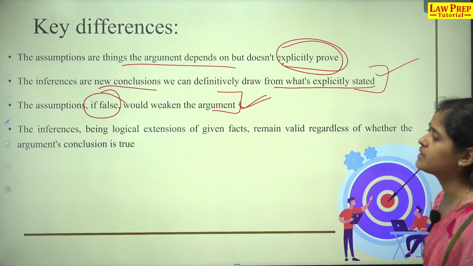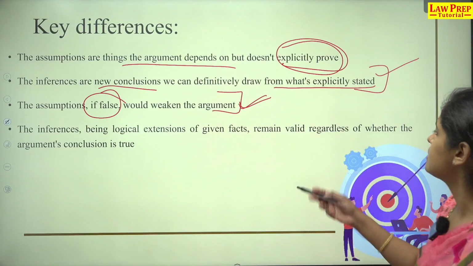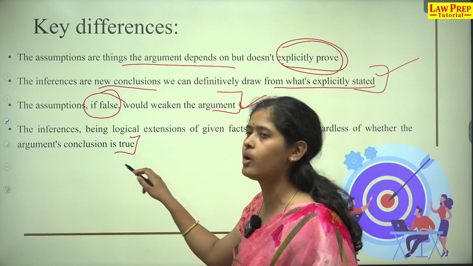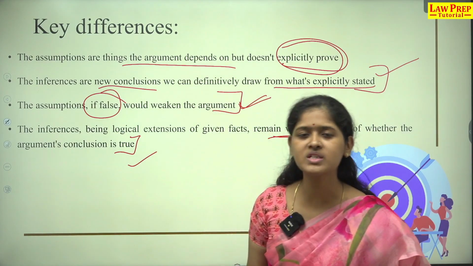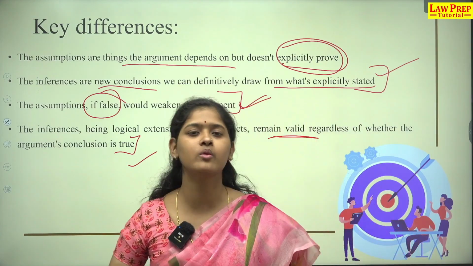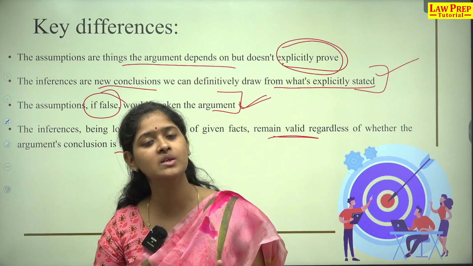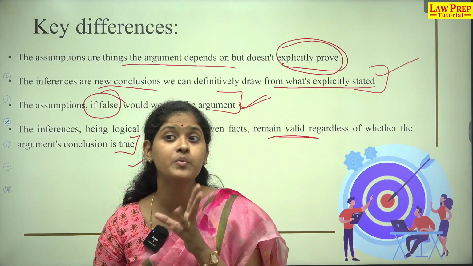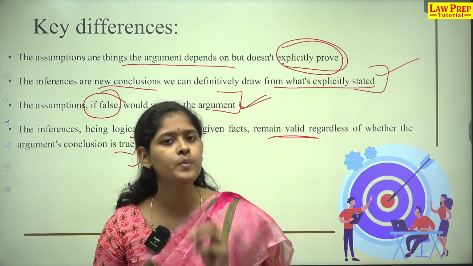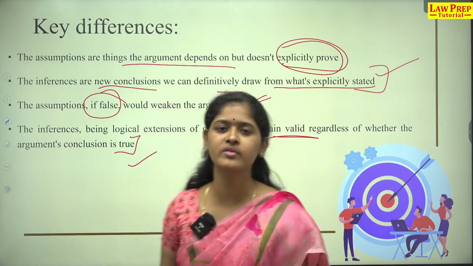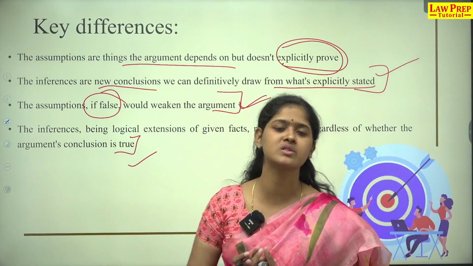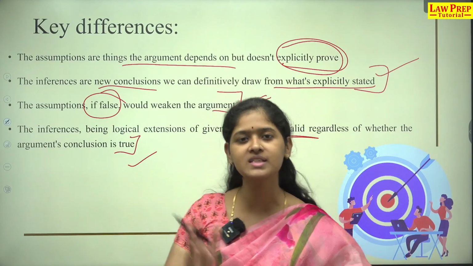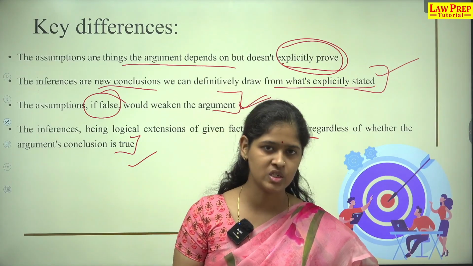The inferences, being logical extensions of given facts, remain valid regardless of whether the argument's conclusion is true or not. Obviously, the author can write according to their own wish, whatever they want to conclude. The inferences will remain true and will remain valid. There is no problem in that, and you don't even have to discuss if the argument's conclusion is true or not. You simply should be able to pick a reference line from the passage, okay?